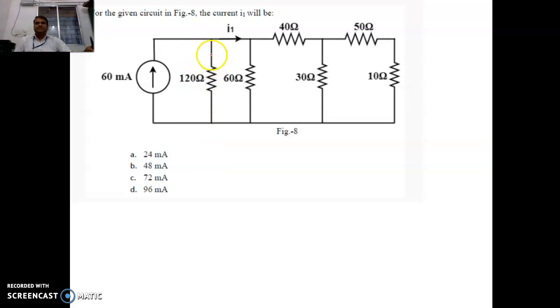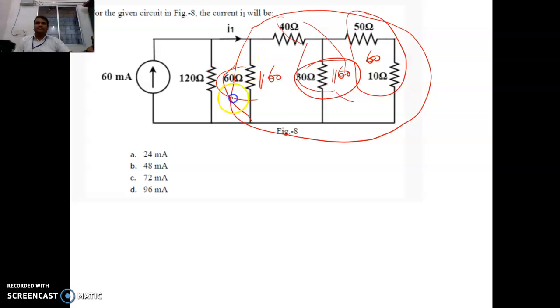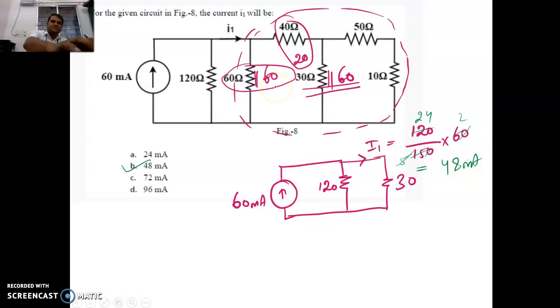Here is another problem. You've been asked what is the current I1. So why should I go on solving everything with KCL, KVL everywhere? What I will do is take these things out and solve this. This looks very easy because 50 and 10 in series come out to be 60. This 60 and 30 in parallel come to 20, and this 20 adds with 60, again coming to 60. This 60 and this 60 in parallel come down to 30. So we can just short these out, and write simply 30 here and 120 in parallel.